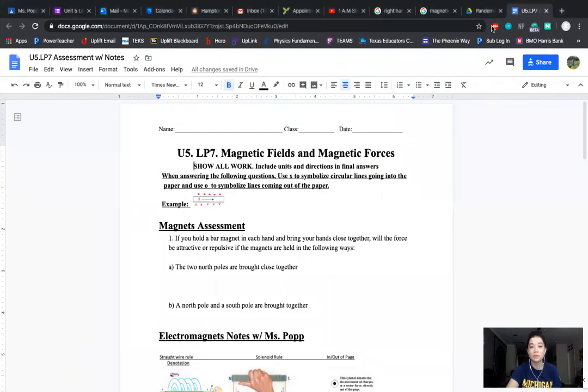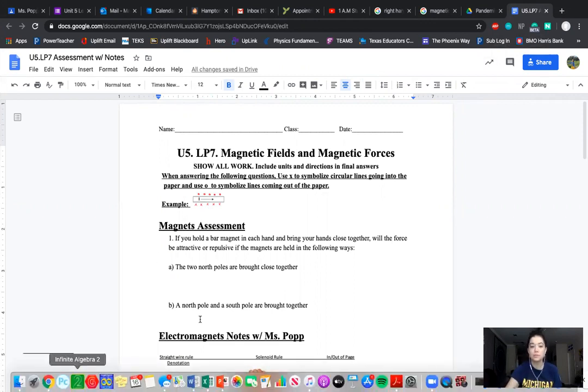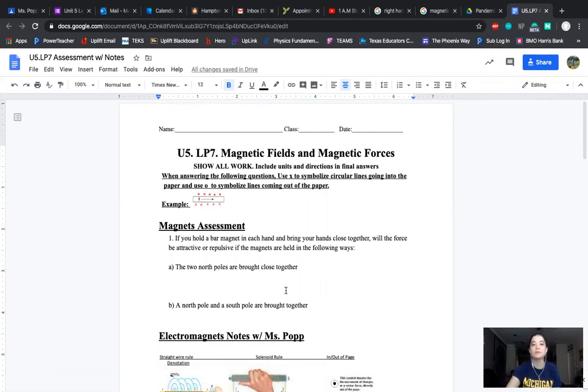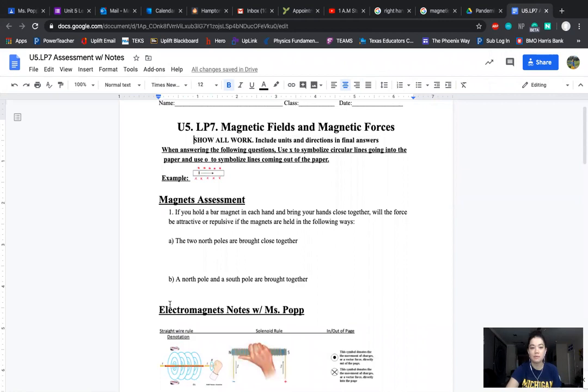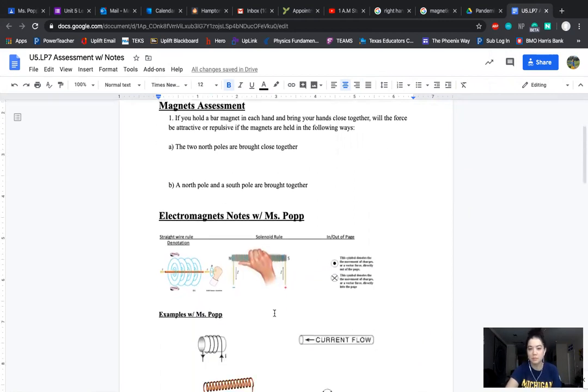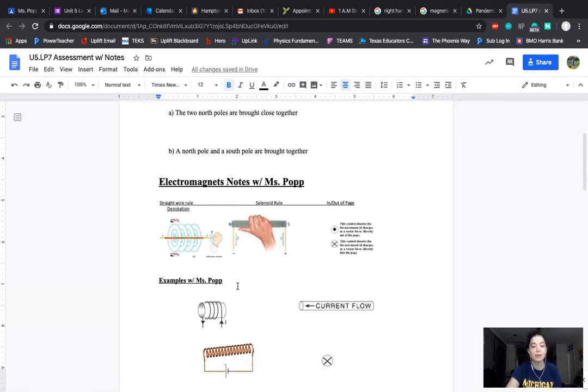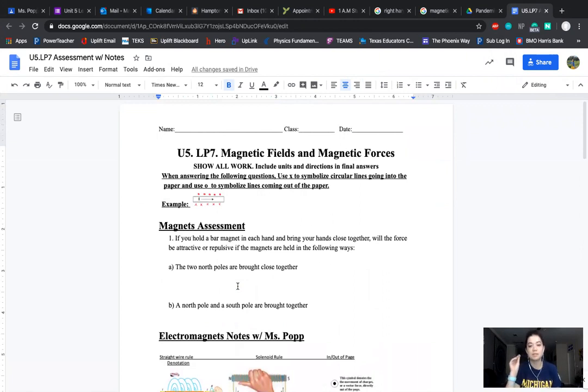The first thing I actually want to show you is what your assignment looks like for today. So this will be uploaded into Google Classroom. I'll make each of you a copy for you to type in. As you look through this, there are different sections. Some of them say assessment. Some of them say things like notes with Miss Pop or examples with Miss Pop. If it says with Miss Pop, it's optional for you to fill it in. Essentially, those are like the notes.